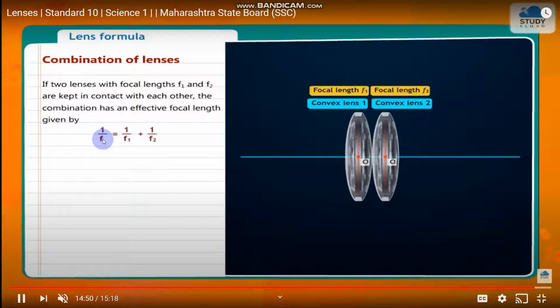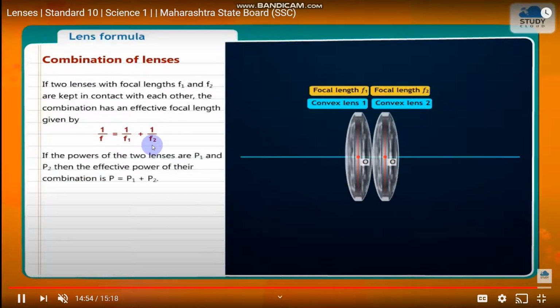So we say the final focal length 1 upon f is nothing but 1 upon f1 plus 1 upon f2. So it says if the power of the two lenses are P1 and P2, then the effective power of their combination is P equals to P1 plus P2. यानी अगर पहला lens जिसका focal length is f1 is having power P1, second lens which is having focal length f2 उसका power is P2, then the total power of both the lenses is given as P is equals to P1 plus P2.